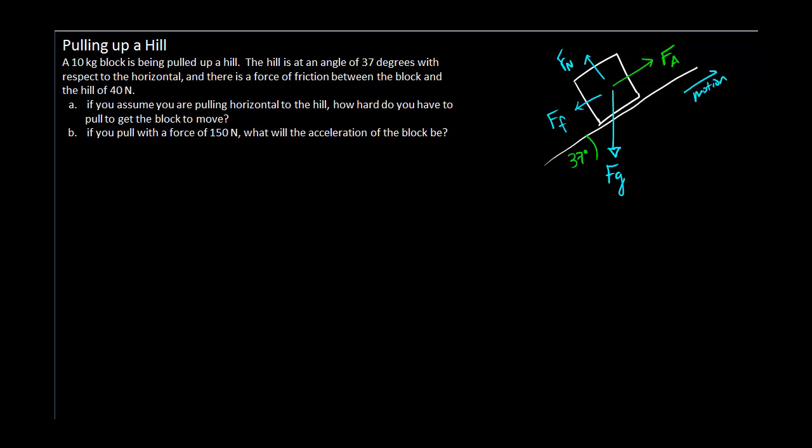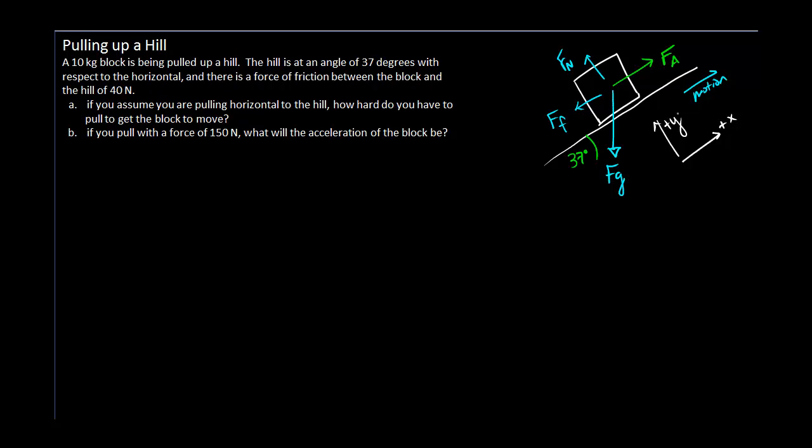So the next step, we would choose a coordinate system. Now, when you're doing hill problems, it's always good to tilt your coordinate system. You want one of your directions, either X or Y, to be in the direction of motion. So in this case, I'm going to choose up the hill as my positive X direction, which means out of the hill would be my positive Y direction.